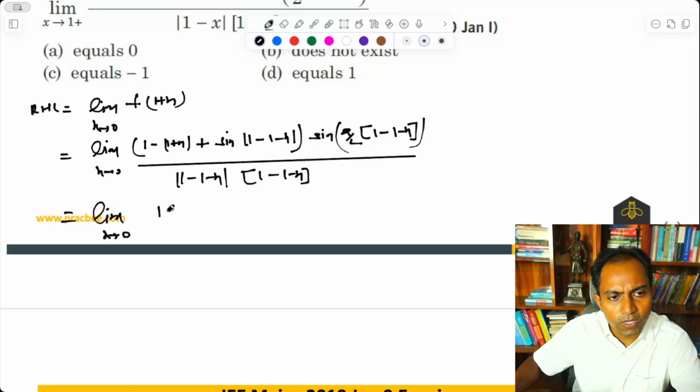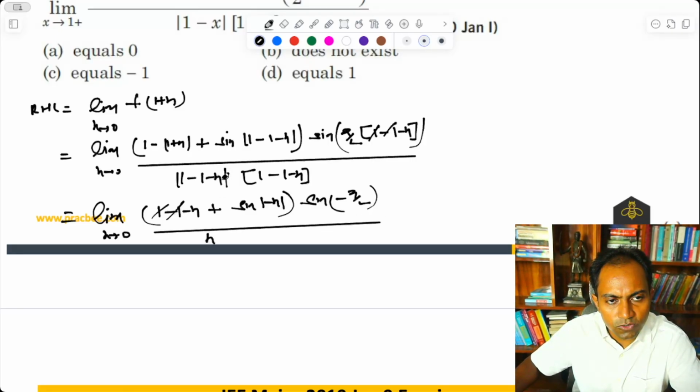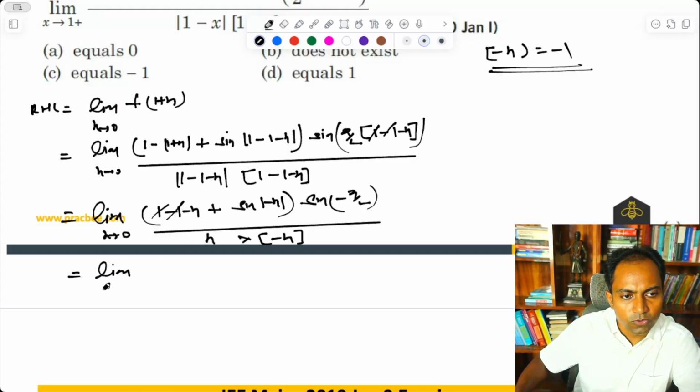If I simplify, the first part becomes 1 minus 1 minus h. This also becomes sine of mod of minus h. Inside the bracket, this 1 gets cancelled out. This will become 1 minus 1 minus h. The greatest integer function of minus h would be equal to minus 1. And in the denominator also, this becomes h, because the modulus of minus h is h. This part becomes the greatest integer function of minus h. See, the greatest integer function of minus h, which I have used twice, is equal to minus 1. If I substitute these values, let us see what we get. So you have minus h here and you have sine of h here.